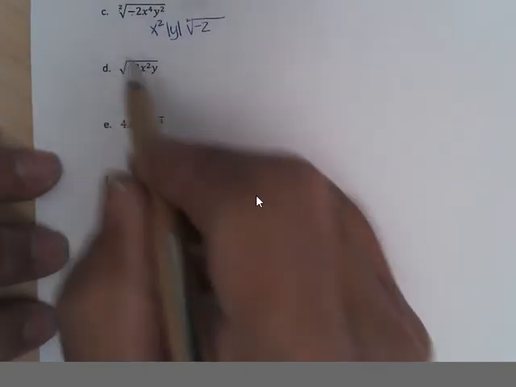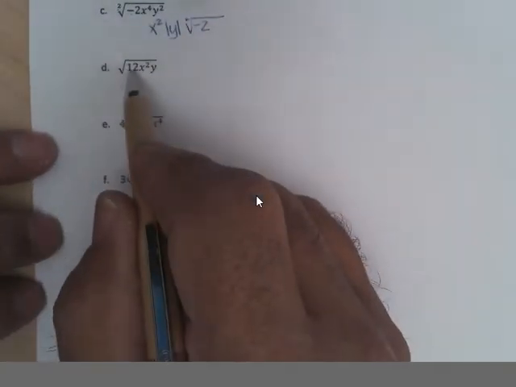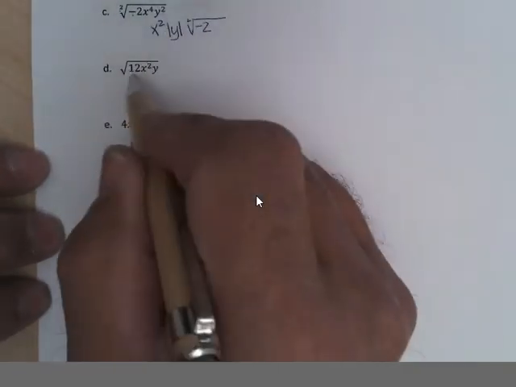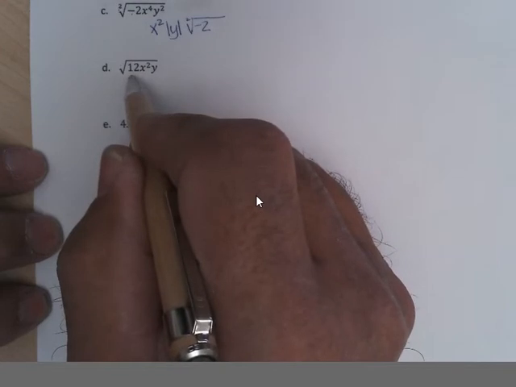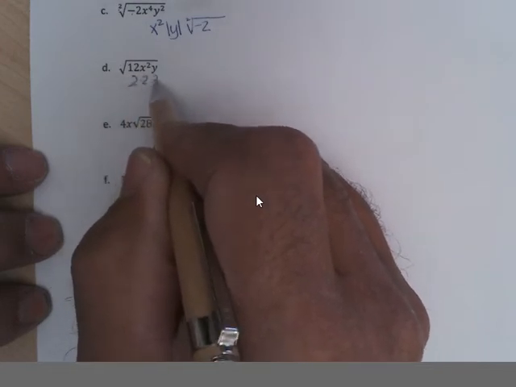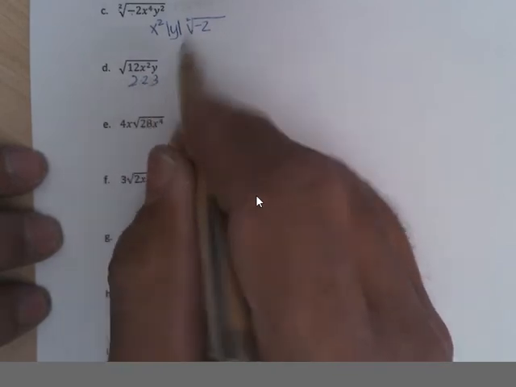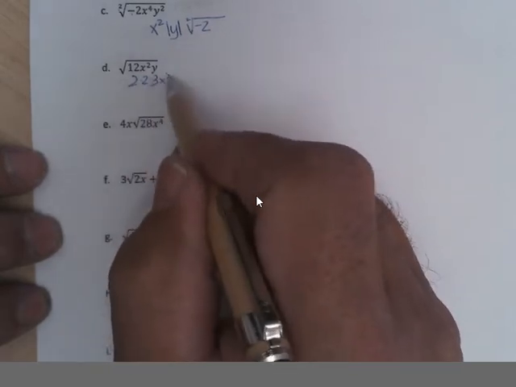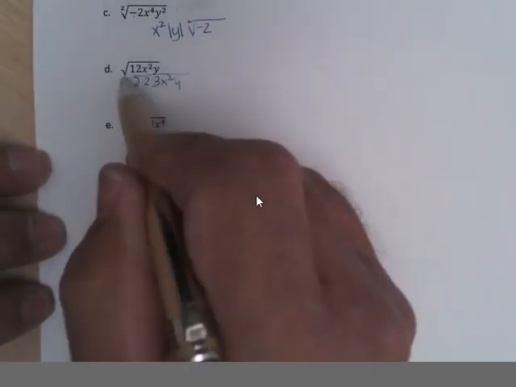On this one, it's a square root, means pairs. So 12 is 4, 2 times 2, times 3. 4 times 3 is 12. And so we got x squared, y, in the square root.